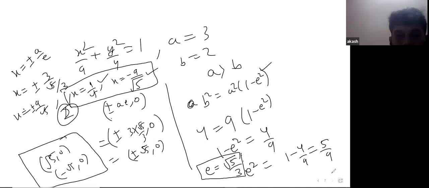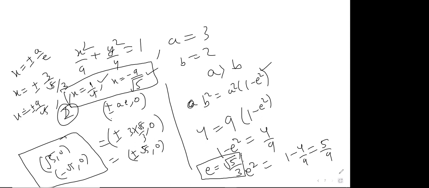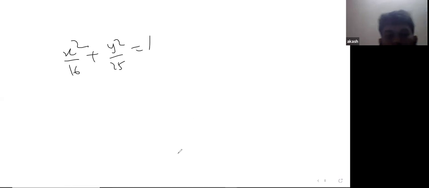You do one question. I'll give you. Did you write it down completely? Yes, sir. Okay. Do one question: x square upon 16 plus y square upon 25 equals 1. I'll give you a few minutes.